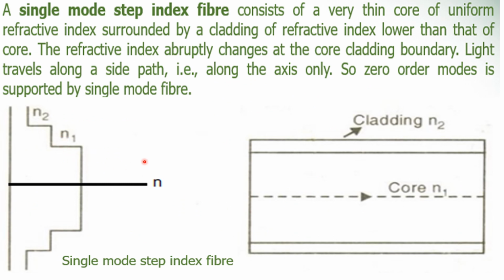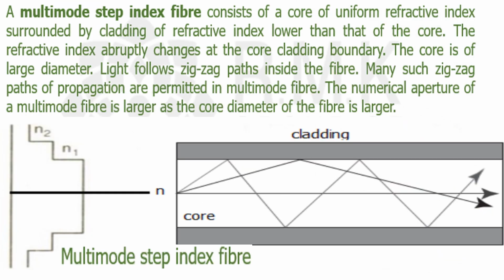Now you see the picture what we have drawn is same drawn here. So this is the axis. So you can see the N1 value for core. Then it just goes down to N2 value. So this is called step index optical fiber. So this is single mode. Okay, so only one ray of information goes. Now you can see it is a multi-mode. Okay, it is a multi-mode.